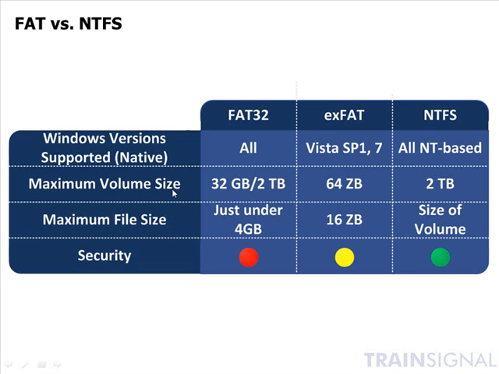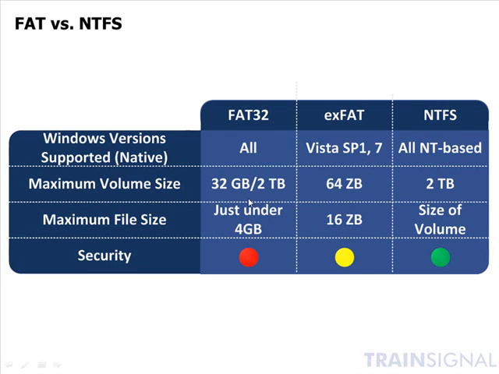The maximum volume size under FAT32 used to be 32 gigabytes, but in most systems these days it's 2 terabytes. If you have a really old system, you'll be limited to 32 gigs. Just about every modern system these days will support 2 terabytes. With extended FAT, you can have a volume size of 64 zettabytes. I don't even know what a zettabyte is. It's like 1 followed by a trillion zeros or something, but it's a lot of data. NTFS has a maximum volume size of 2 terabytes. So there are some reasons to use some of these other types, but not generally very good reasons, because 64 zettabytes is insane.